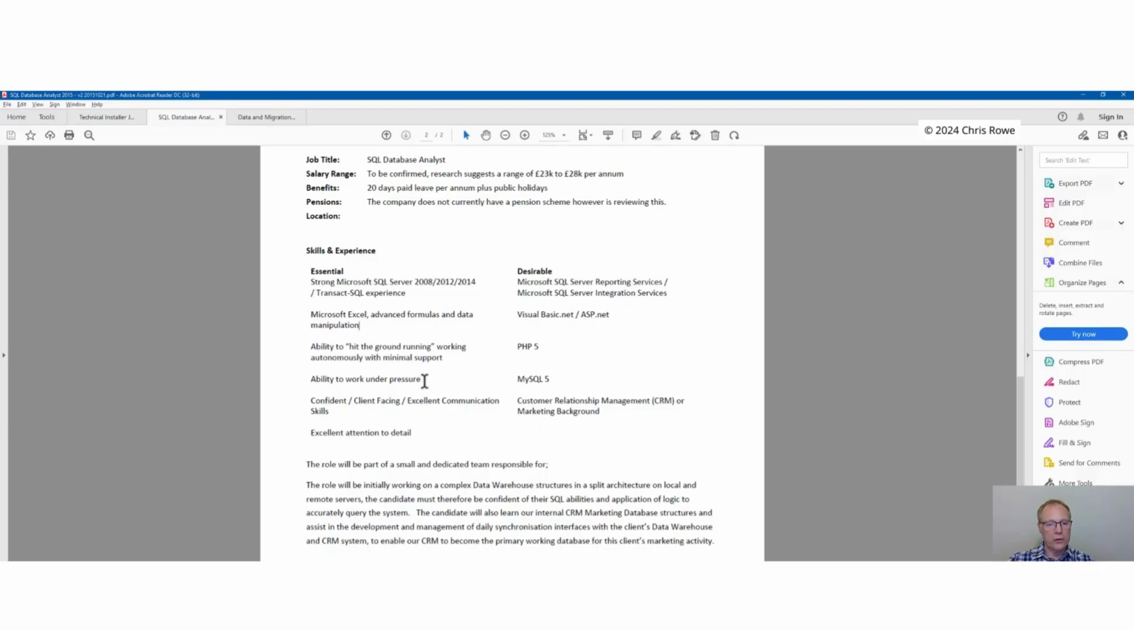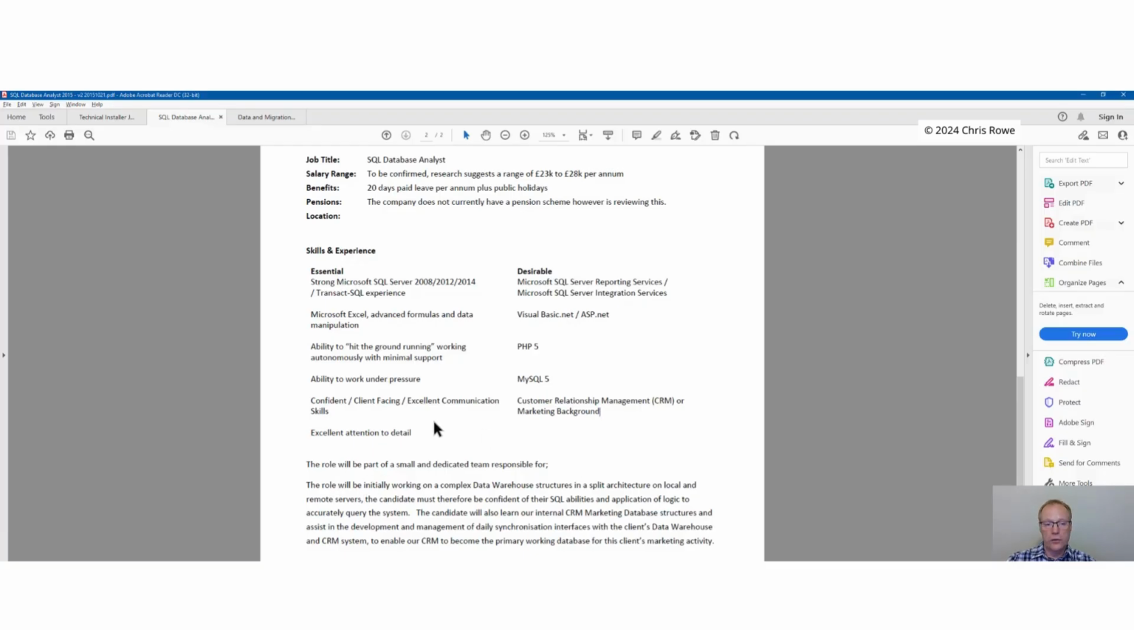For all of these other areas, ability to work under pressure, attention to detail and so on, I managed to tailor my CV to focus on them. Desirable: well, I had none of these desirable skills. However, I had worked with Salesforce, which is a CRM platform, so I suppose I had a little bit in this area here.